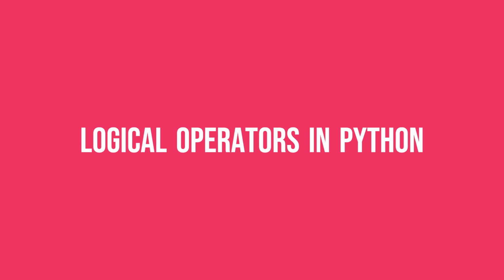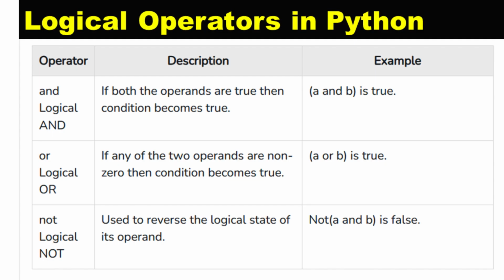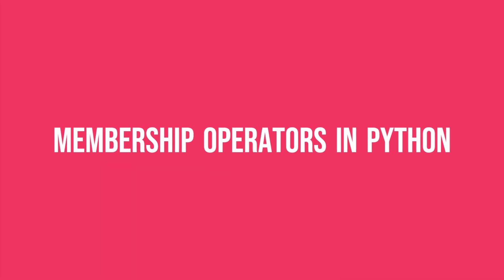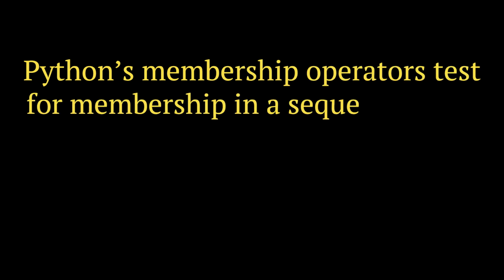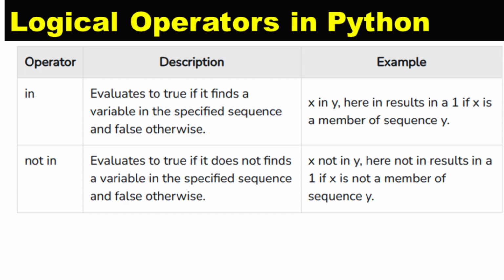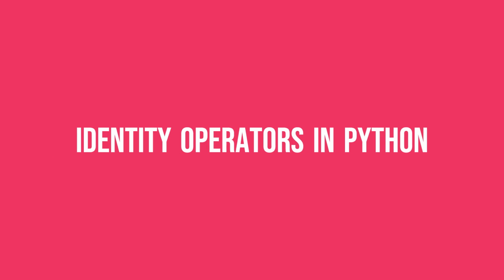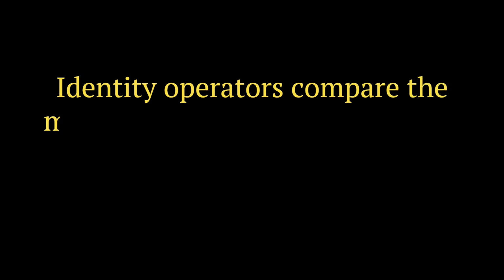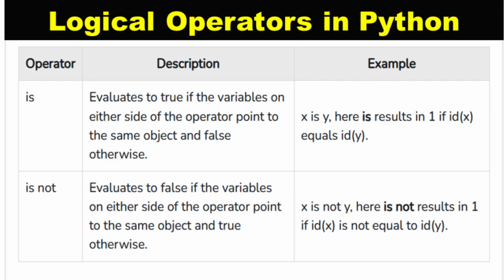Logical operators in Python. There are following logical operators supported by Python language. These are the list of logical operators in Python. Membership operators in Python. Python's membership operators test for membership in a sequence, such as strings, lists, or tuples. There are two membership operators as explained below. Identity operators in Python. Identity operators compare the memory locations of two objects. There are two identity operators explained below.